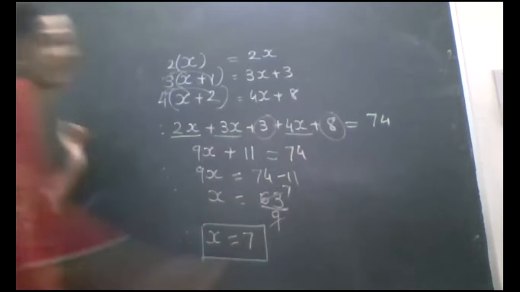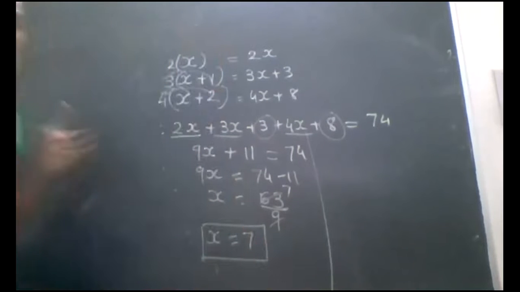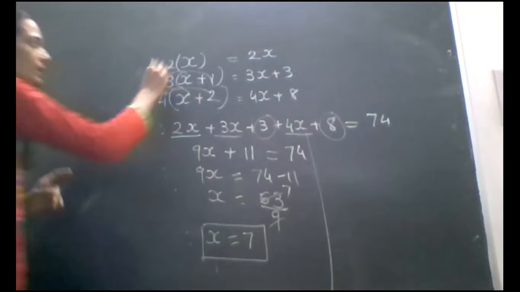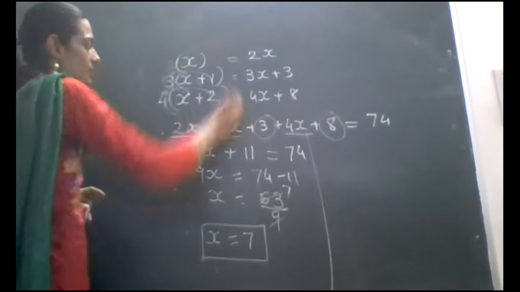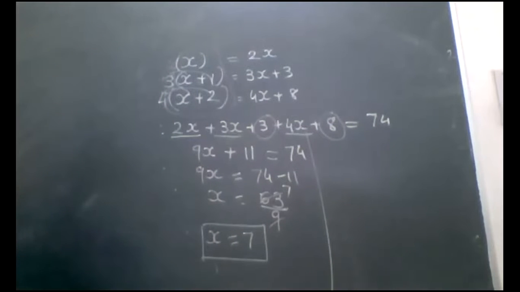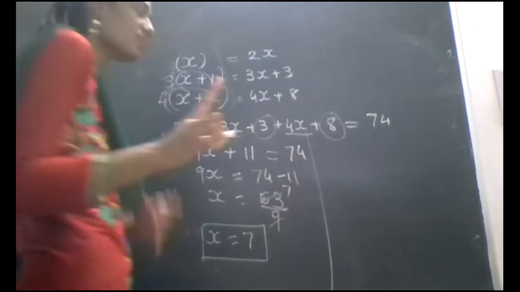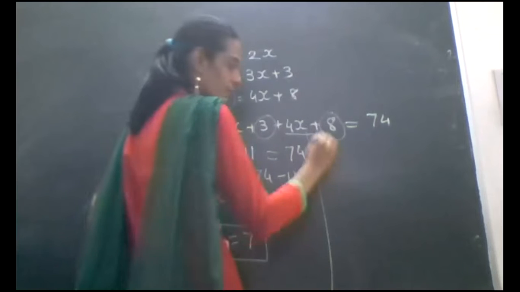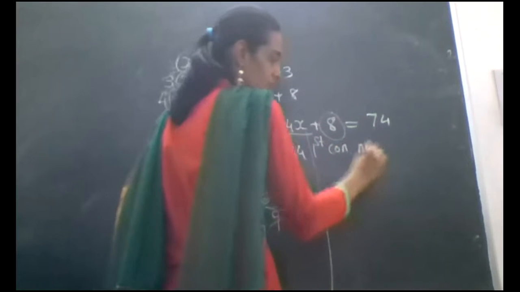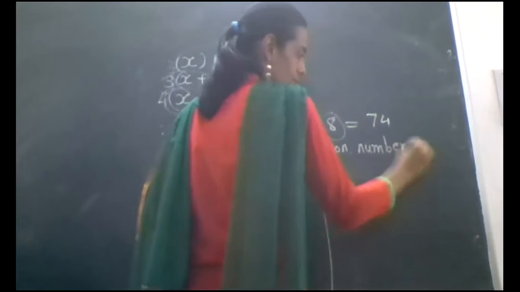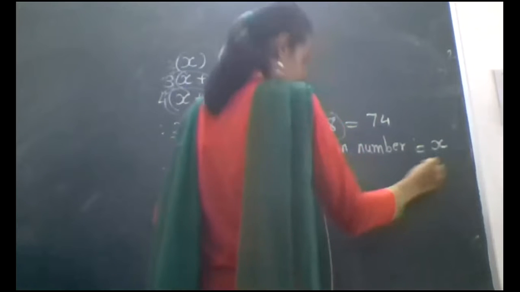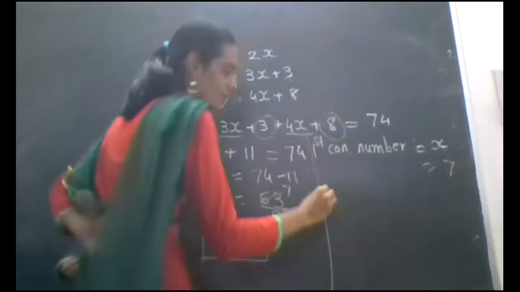Now we have to find out this number, without multiplication. So you have to write: the first consecutive number is x, which is equal to 7.